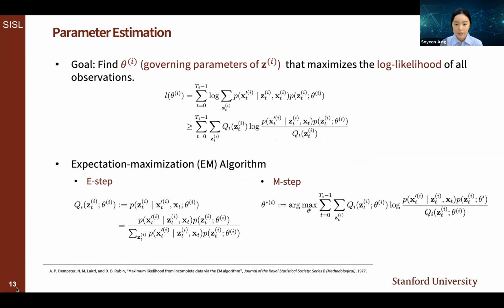Our goal is to find theta, or the governing parameters of z, that maximizes the empirical log likelihood of all observations. Since the log likelihood function contains a summation inside a logarithm, we can't find an analytical solution for theta. Instead, we can construct a tractable lower bound of the log likelihood that contains a summation of logarithms, and then use the EM algorithm to find theta to maximize this lower bound.